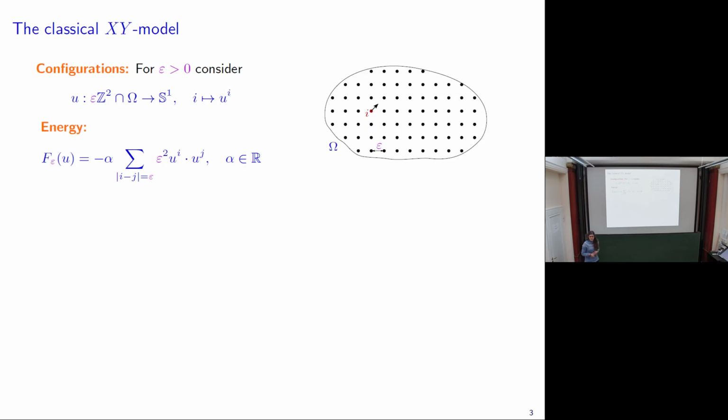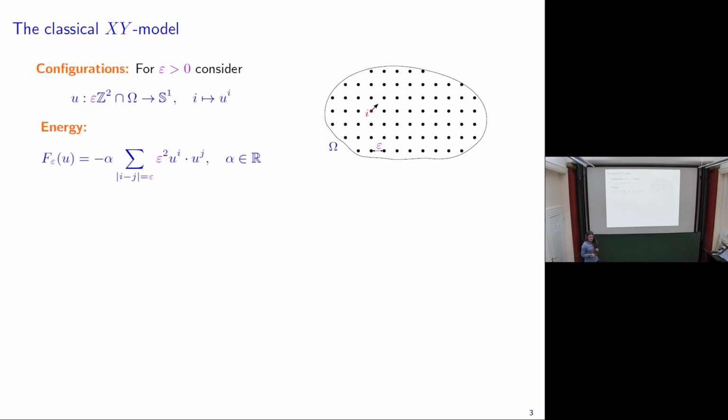Then on these configurations, we are considering an energy which is just the pairwise interaction energy. So I'm considering the sum of nearest neighbor interactions, which are just the scalar product between my two neighboring vectors. I am multiplying with the volume of the unit cell, and then I will weight this with an alpha, which can be positive or negative.